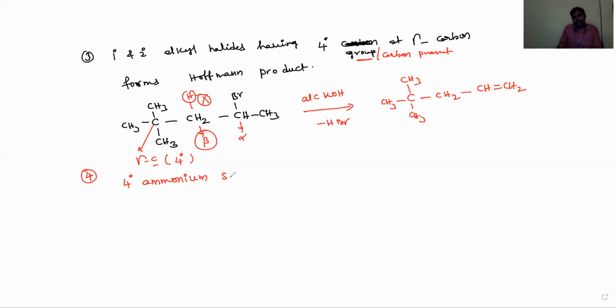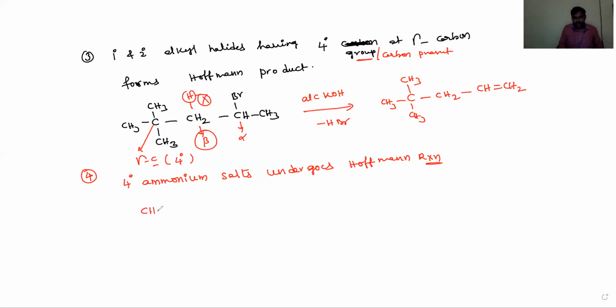Quaternary ammonium salts always undergo the Hoffman reaction, or give the Hoffman product. That means when quaternary ammonium salts are heated and decomposed, the less substituted alkenes are the major products.